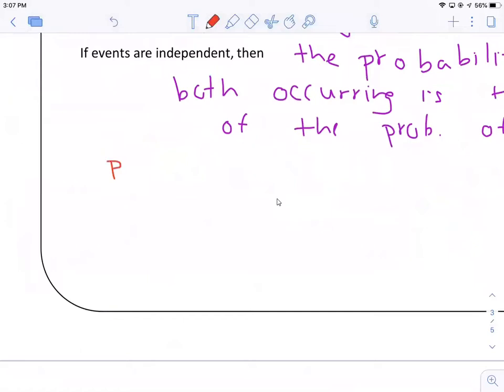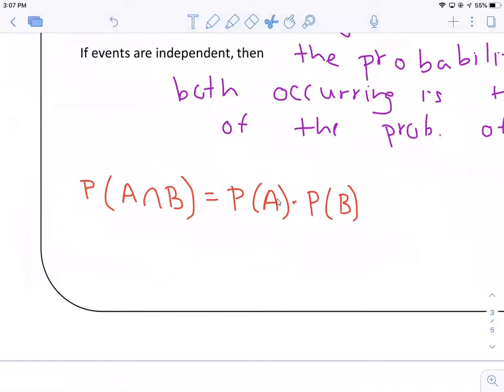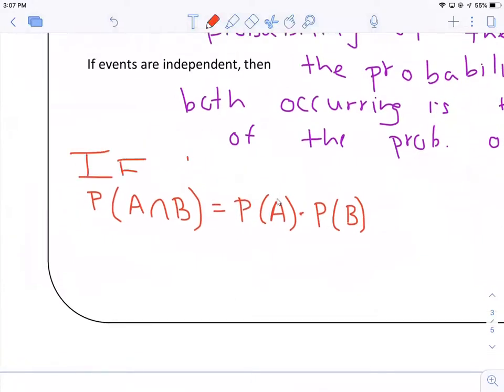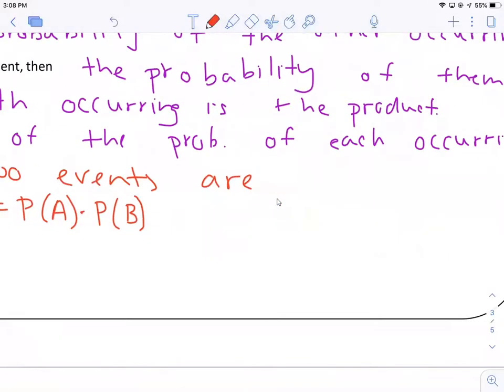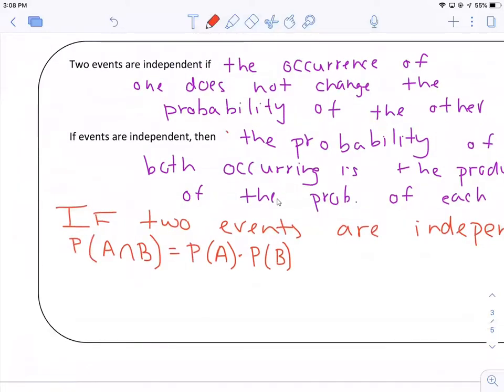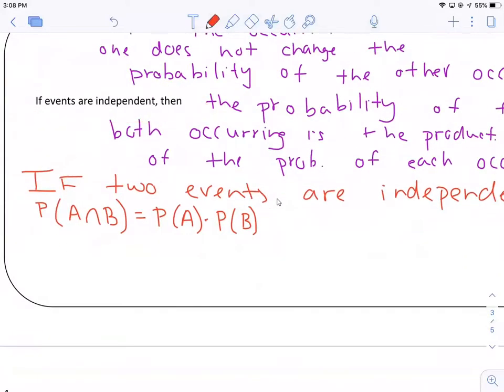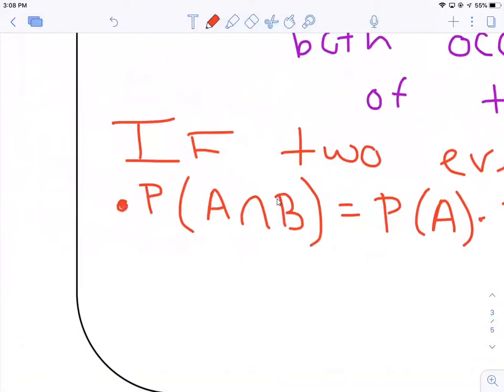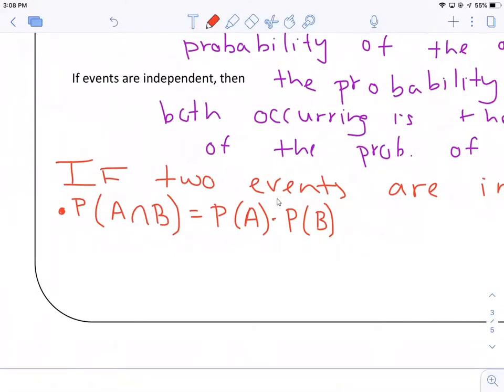Let's say we have two events, A and B. Probability of A and B is going to equal the probability of A times the probability of B, if the two events are independent, right? This is only true if two events are independent. So if events are independent, I just wrote it out using probability notation, and the probability of A and B equals probability of A times probability of B, right? If they are dependent, obviously that is not true.